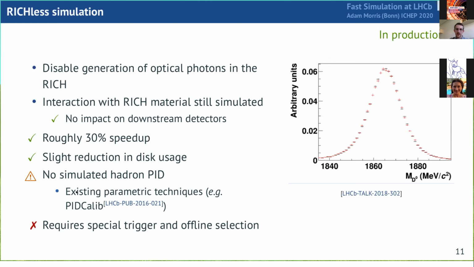But this can be worked around by using existing parametric techniques that we use anyway. An example of this is PIDCalib, and there's a link to a public note about that. The disadvantage of this is it requires special trigger and offline selections. This has been validated on, I believe, a muonic RD style analysis, where to get this peak, I believe some PID is important.